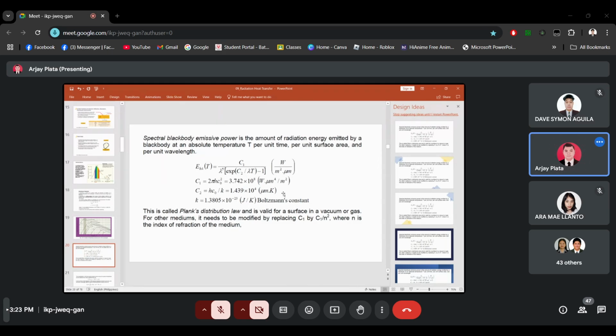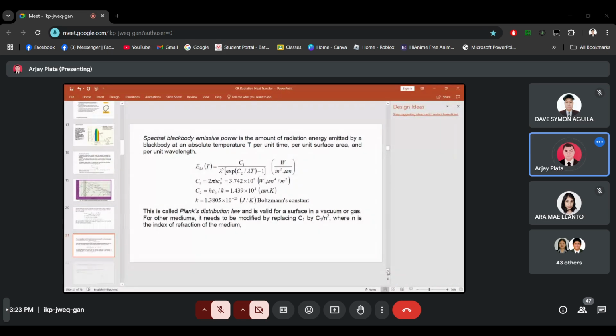So this is called Planck's distribution law and is valid for a surface in a vacuum or gas. For other media, it needs to be modified by replacing C1 by C1 over n squared, where n is the index of refraction of the medium. So the formula is a bit complicated. Anyway, it is also in your module.